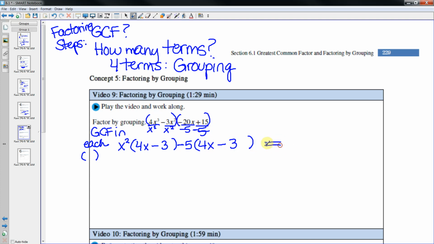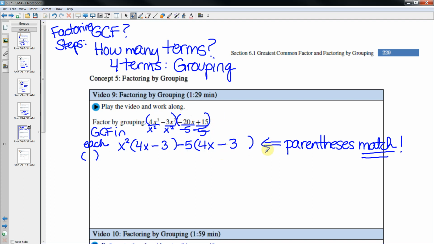Now, what do you notice about the parentheses? The parentheses match. And the parentheses need to match at this point in grouping, or something has not worked with grouping. If your parentheses don't match exactly, then something is not right. Either if their numbers are the same, the terms are the same, but the signs are off, check that negative right there in the middle. Check that. That'll be the first indication.